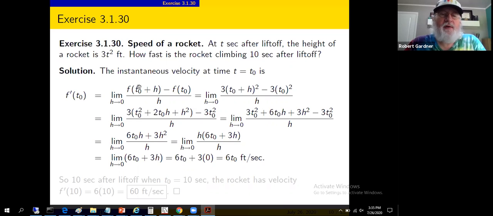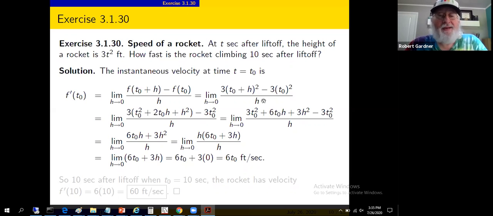So f of t sub 0 plus h would be 3 times (t sub 0 plus h) squared. f of t sub 0 would be 3 t sub 0 squared. That gets us set up. No square roots, so no worries about multiplying by conjugates this time around. We get the h in the denominator.